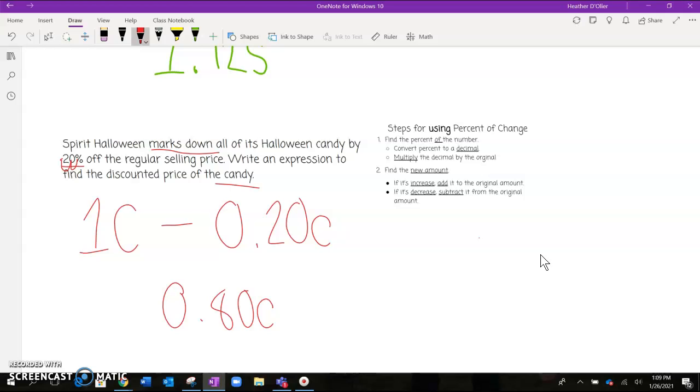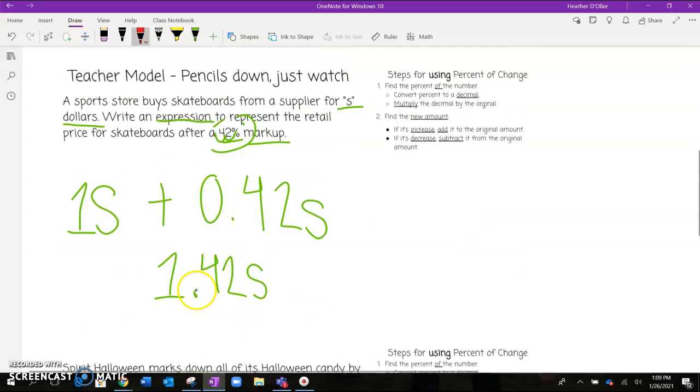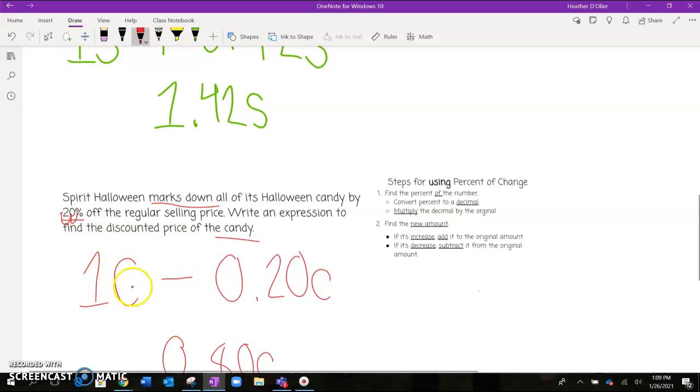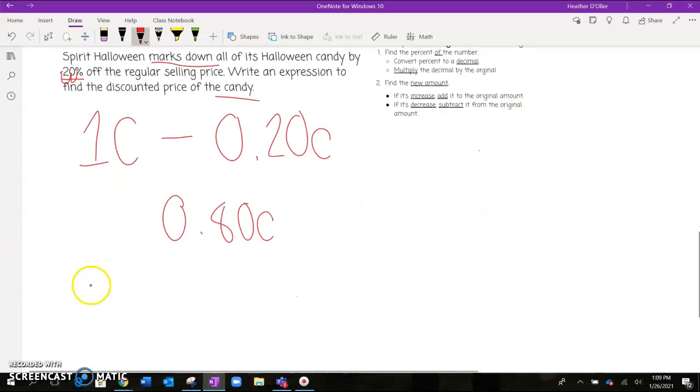Oh, and that's like saying you're actually just paying 80% of the cost of the candy. And even up here, this means you're paying 142% of the cost of the skateboard. That makes sense because you're paying the entire amount of what they had to pay for the skateboard and the 42%. Whereas here, you're paying less than what it cost. So you're taking away from the 100% by 20, and you're only paying for 80% of the candy.